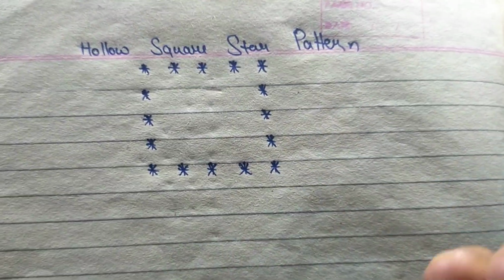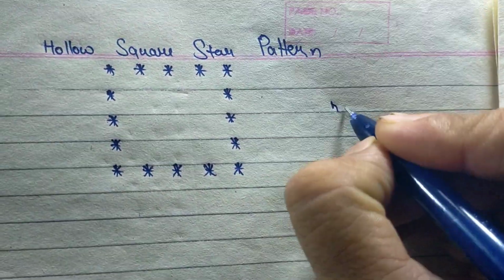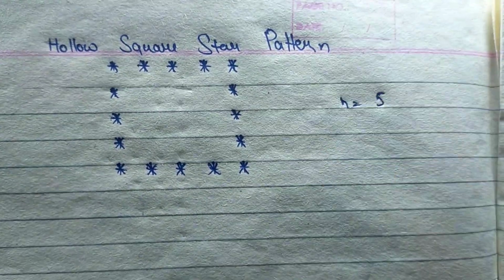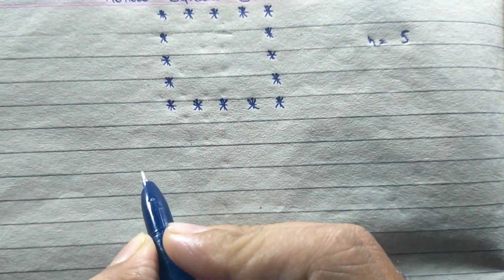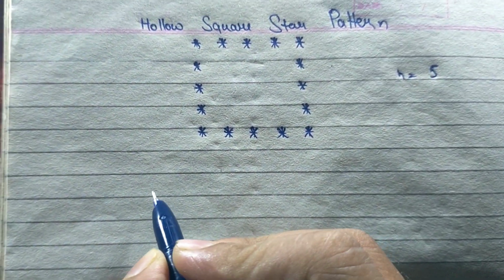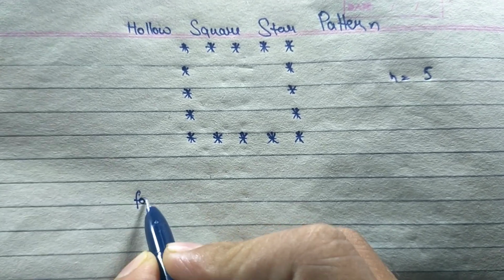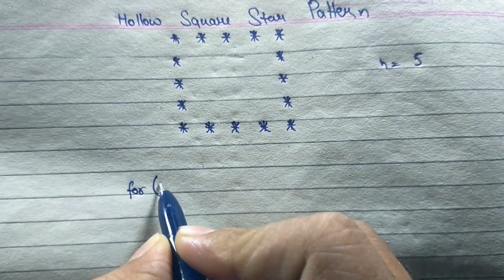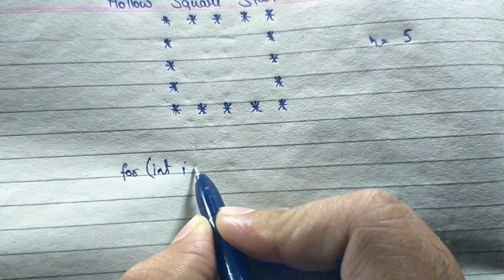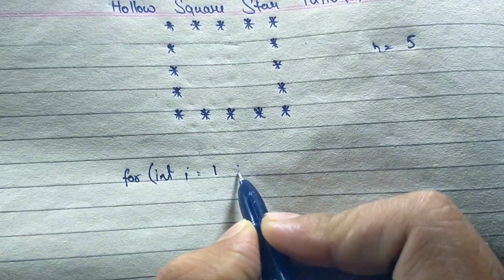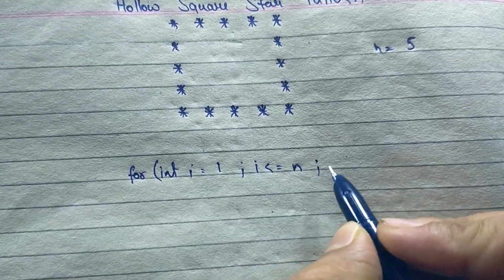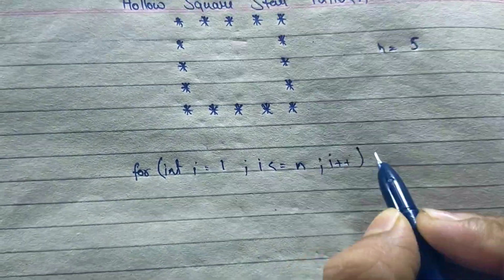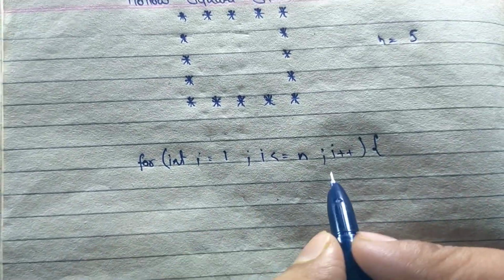First of all, as always, we are taking an input from the user, and it should be 5. It is the input given by the user. After that, first of all, we make our outer loop: int i equals 1, i less than or equals n, i plus plus. So it is our outer loop.